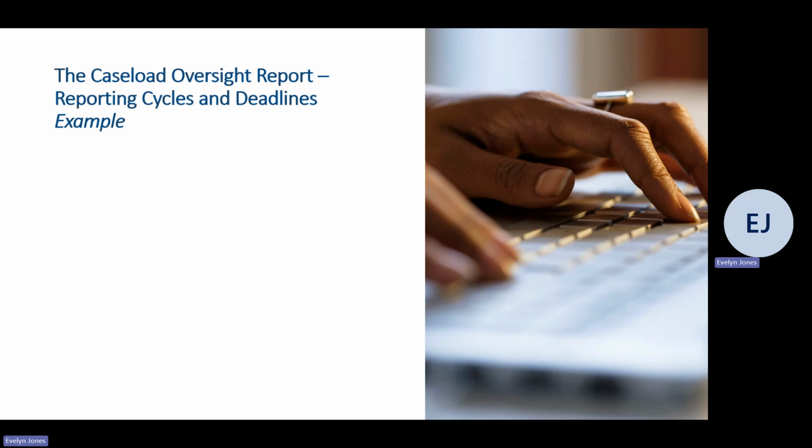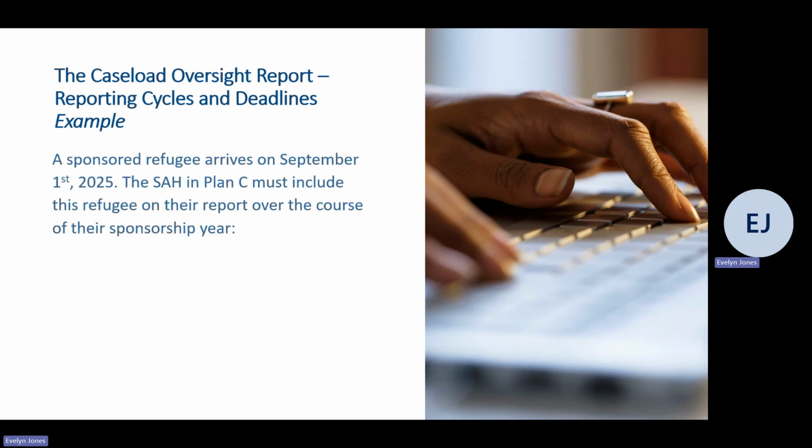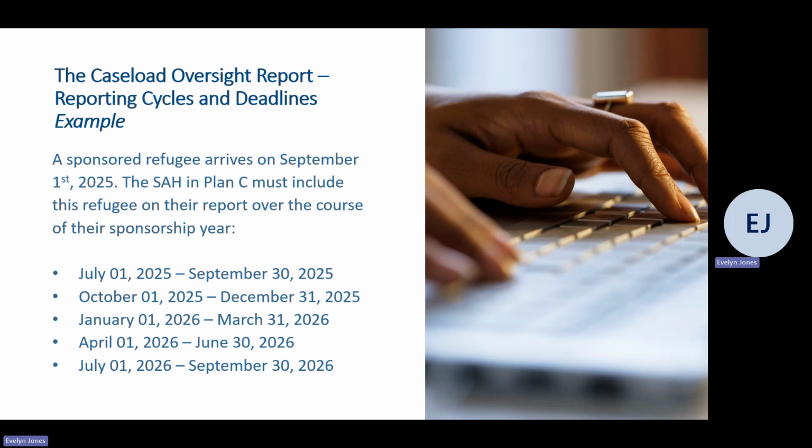Let's take a look at an example. So if you imagine that your SAW had a sponsored refugee arrive on September 1st of 2025. If your SAW in Plan C has the sponsored refugee arrive, you're going to include this refugee on your report over the course of their sponsorship year. And in this case, you'd be reporting on that same sponsored refugee 5 times.